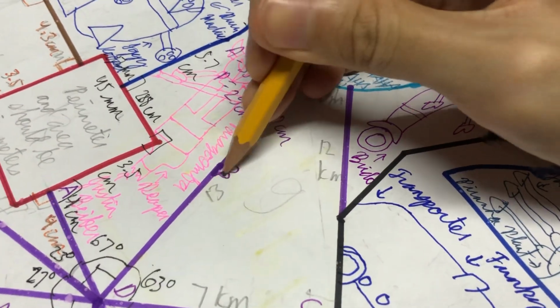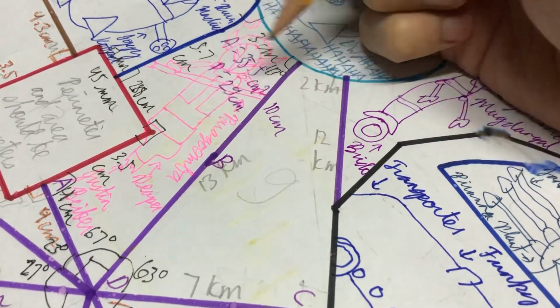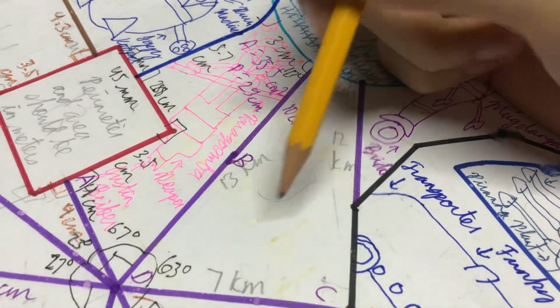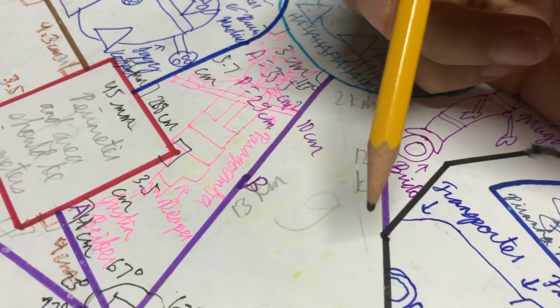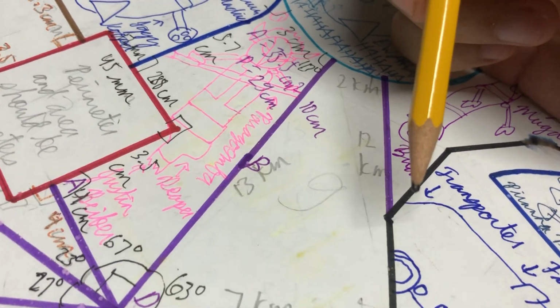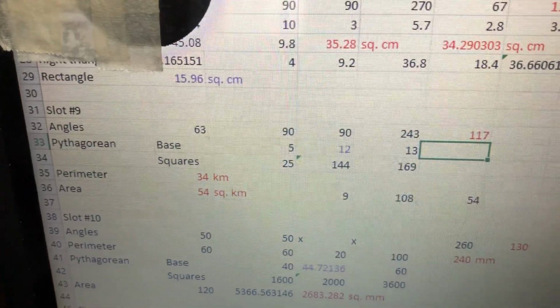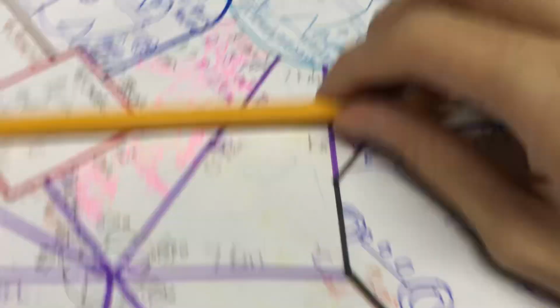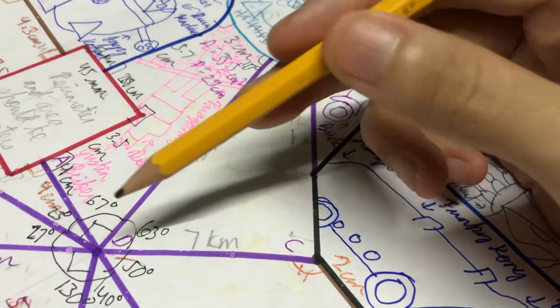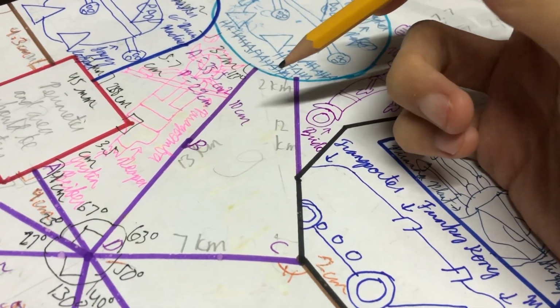Now, to solve for the perimeter, madali lang yan. 13 plus 2, 15. 12 plus 7, 19. So altogether, that makes 34 kilometers. Kung sa tingin mo dito, ito yung sagot, 34 kilometers.